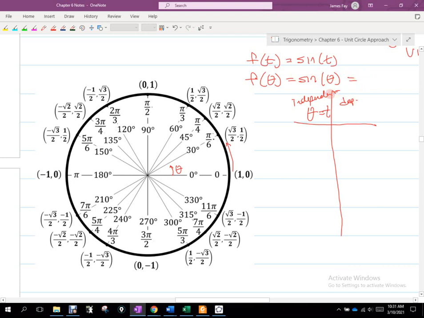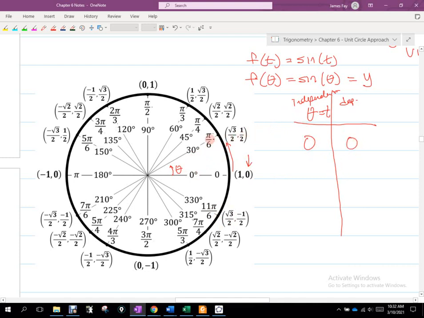Well, on the unit circle, isn't the sine function y over r? And r is 1, right? So on the unit circle, isn't sine of theta just y? So I'm going to take a theta value, for instance, let's just say 0 radians, and see what the y value of the ordered pair for 0 radians is. The y value is 0. Does that make sense?